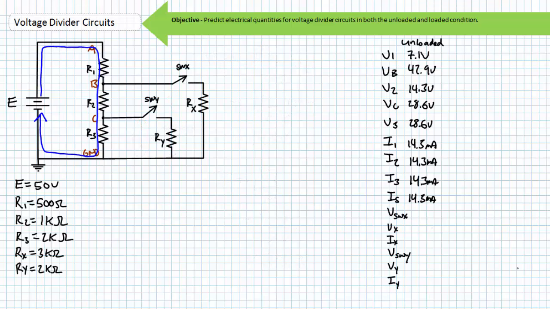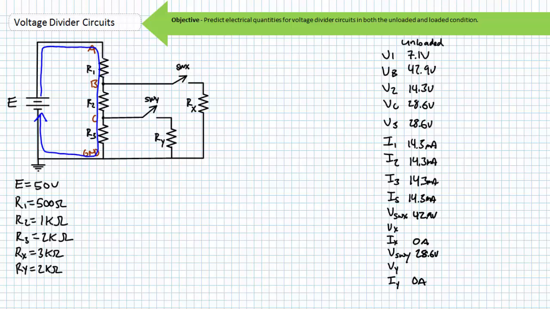If switched loads were attached to the accessible nodes B or C, and these switches were open, the voltage divider circuit is still in its unloaded condition, since no current can flow through these open switches. Switch X is between node B and load resistor Rx, a 3 kΩ resistor. Switch Y is between node C and load resistor Ry, a 2 kΩ resistor. In the open condition, switch X would experience a 49.2 volt drop between its two terminals and no current would flow through it. In the open condition, switch Y would experience a 28.6 volt drop between its two terminals and no current would flow through it.